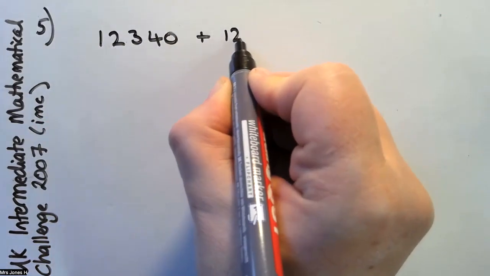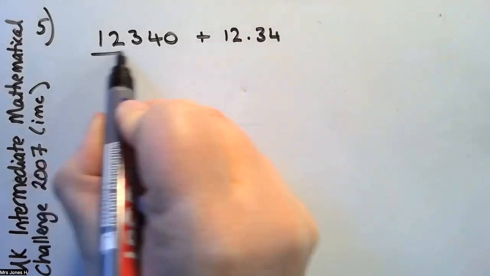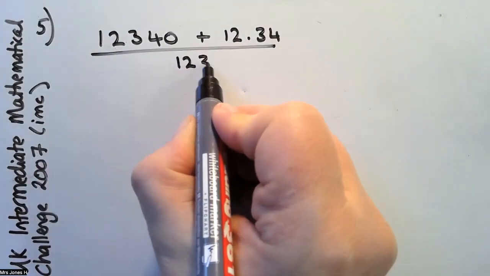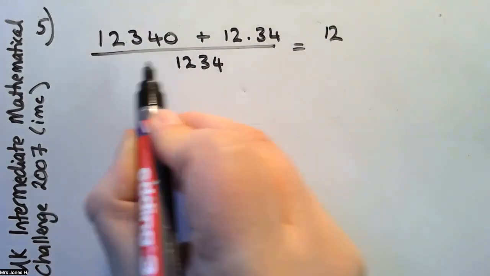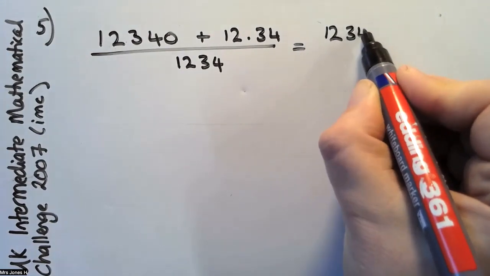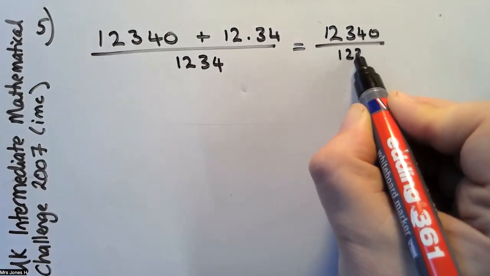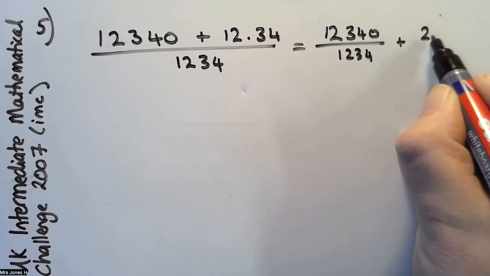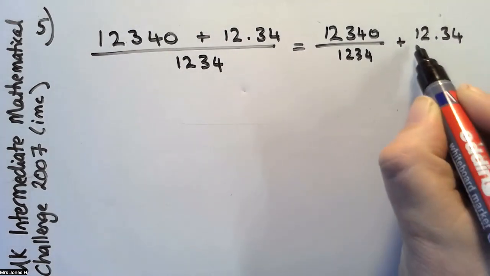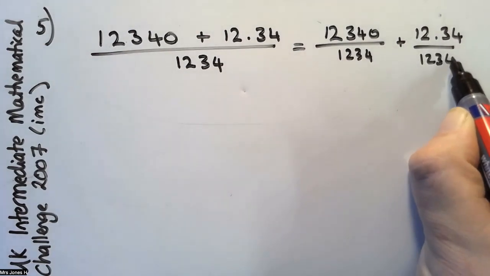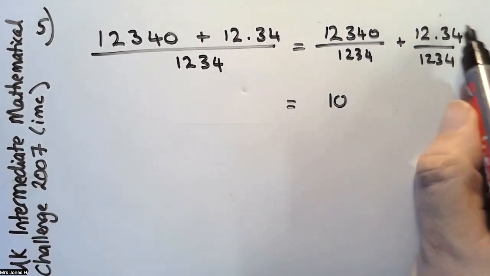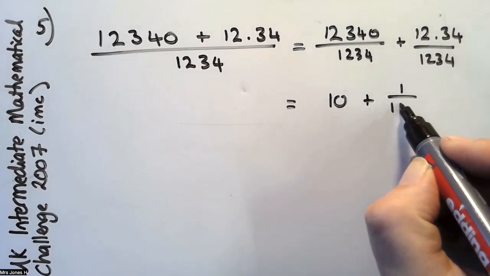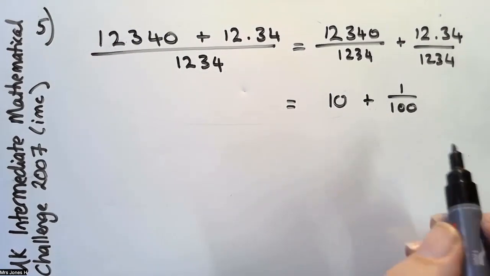I much prefer using a fraction line than I do a divide symbol, because from there I can see that I can put these as two separate fractions. This becomes 10. This becomes 1 over 100.